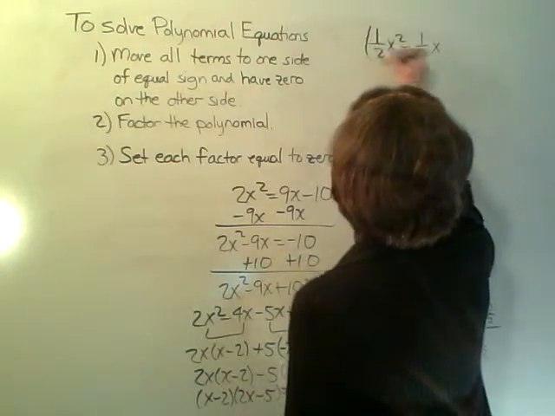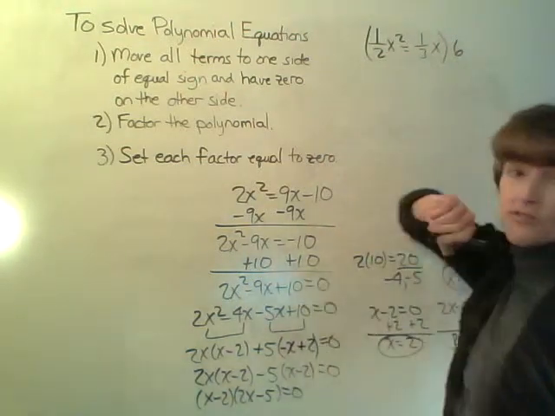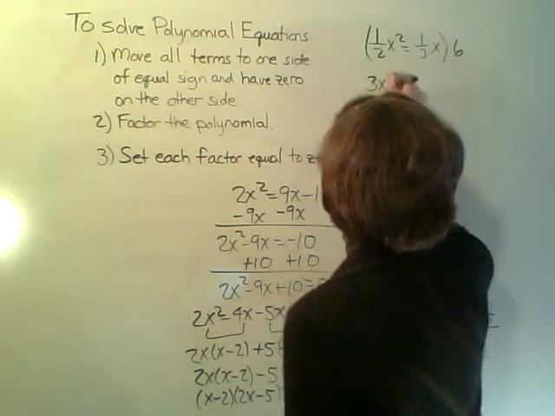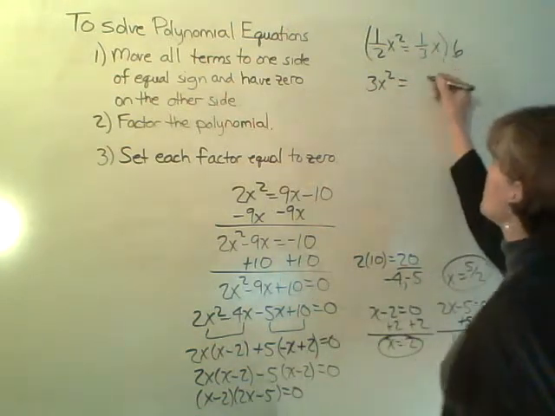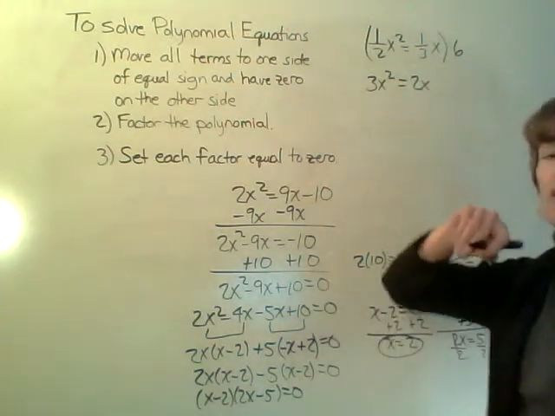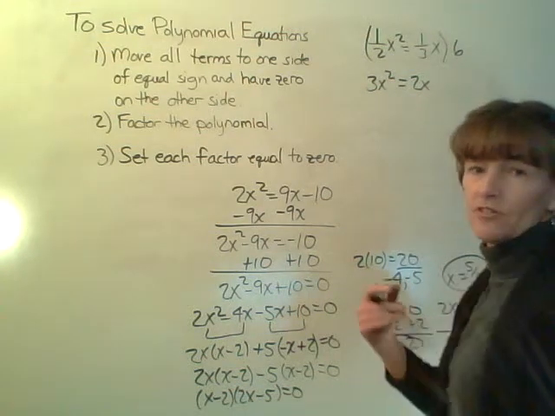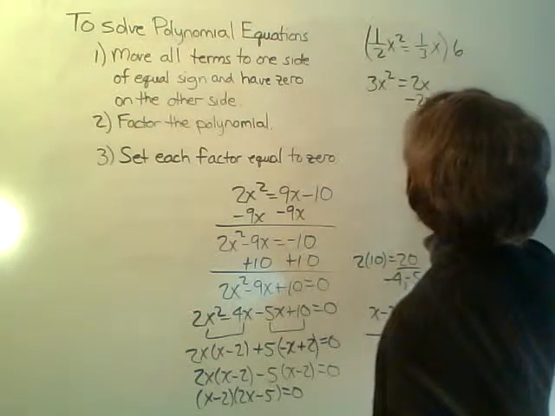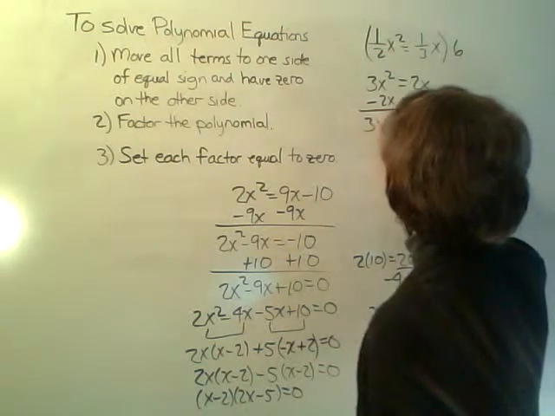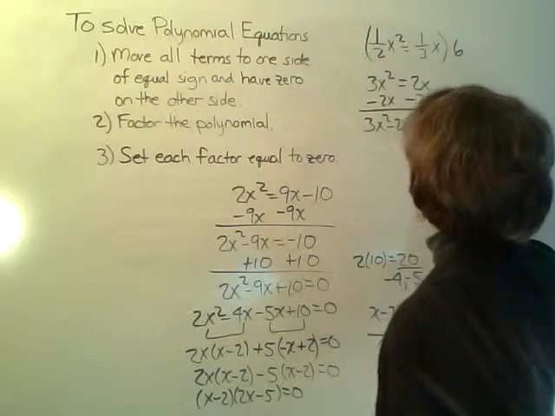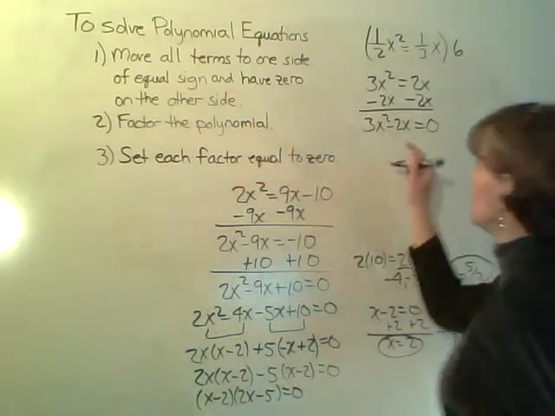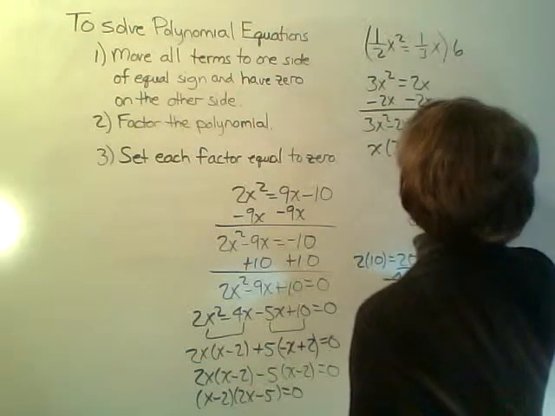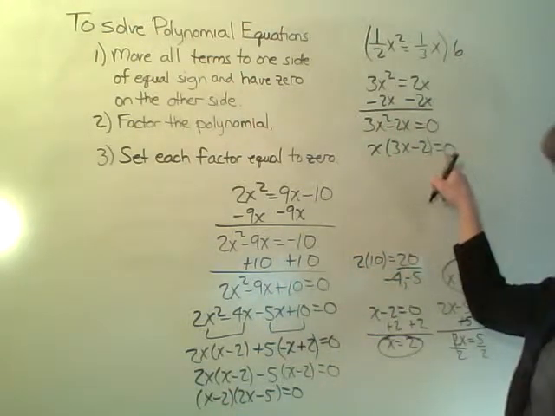So I'm going to multiply by 6 because that will get rid of the 2 and the 3. So if I multiply 1/2 x squared times 6, I get 3x squared. And if I multiply 1/3 x times 6, I get 2x. All right, now I'm ready to start solving my polynomial equation. So I'm going to move all terms to one side, which means I'm going to subtract the 2x from both sides. And then I have 3x squared minus 2x equals 0. Now I'm ready to factor my polynomial. Well, both of these have an x in common, so I take that out. x times 3x minus 2 equals 0.